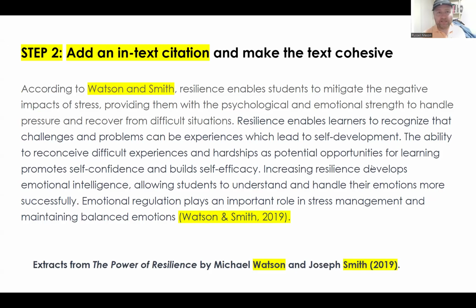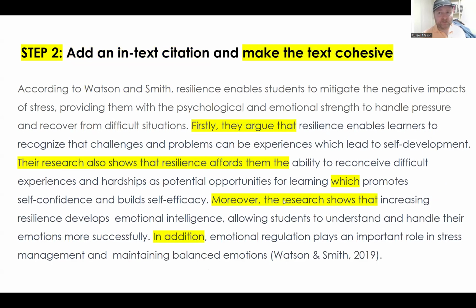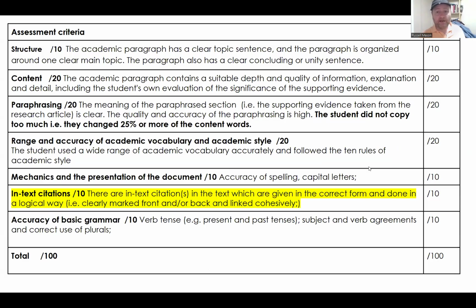The next step will be to add the in-text citations. So this will be the next video. We use the family names of the writers at the beginning and the end of the text. And then we make the text cohesive, which will also be explained in the next video. This is linking the sentences together and referring back to the previous parts of the text to make it cohesive or connected together. So this will also be explained later in the next video. This is here on the assessment rubric. So you need citations at the front and the back, and everything needs to be linked logically and coherently.